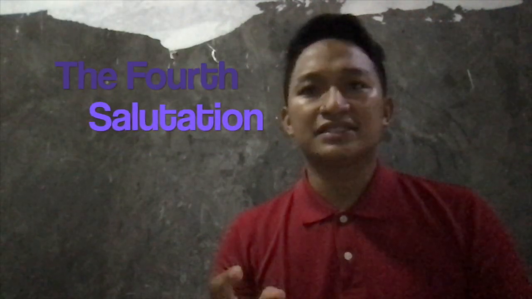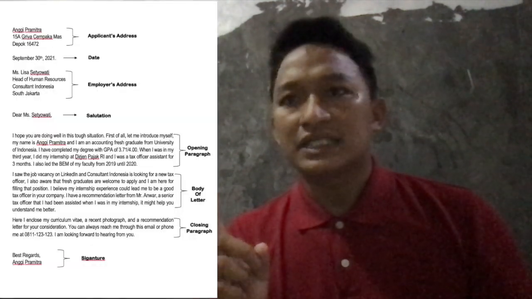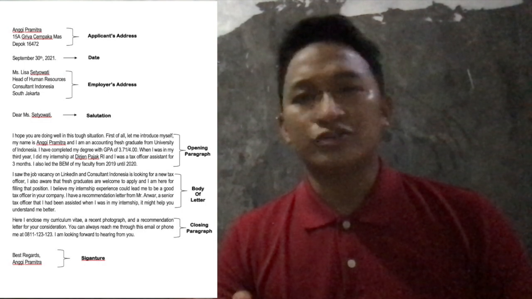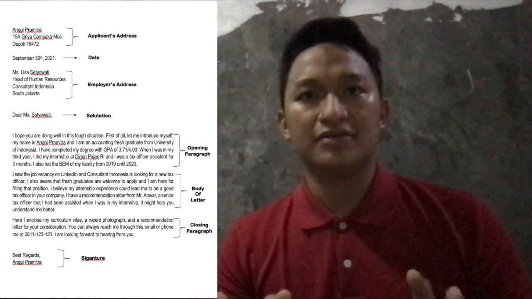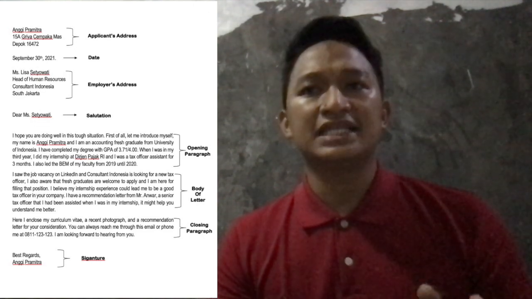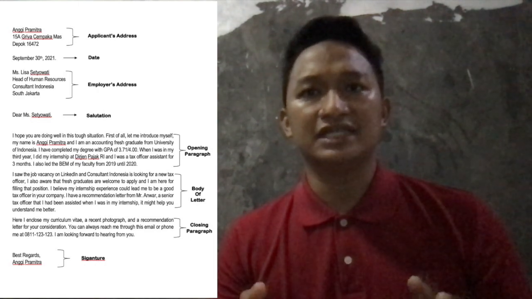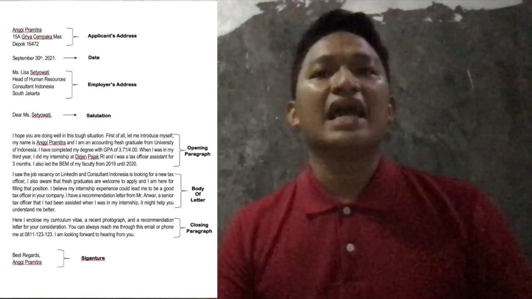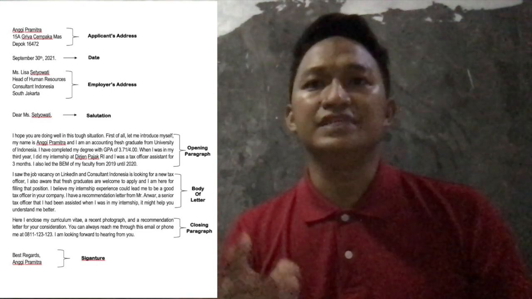The fourth structure is the salutation. I wrote Dear Miss Setiwati because in English we call someone by their surname. The recruiter's name is Miss Lisa Setiwati, and I have no idea whether the recruiter is married or not, so I can write Miss Setiwati instead of Mrs. Setiwati.